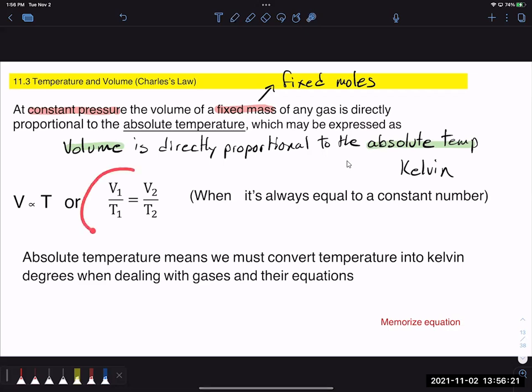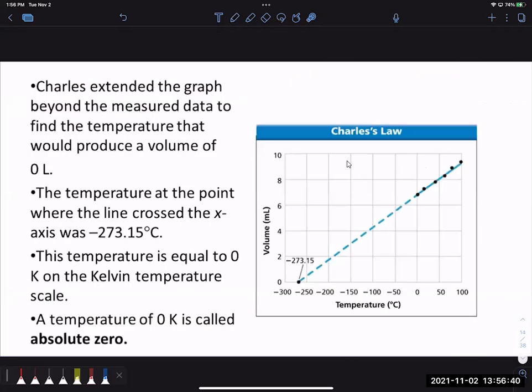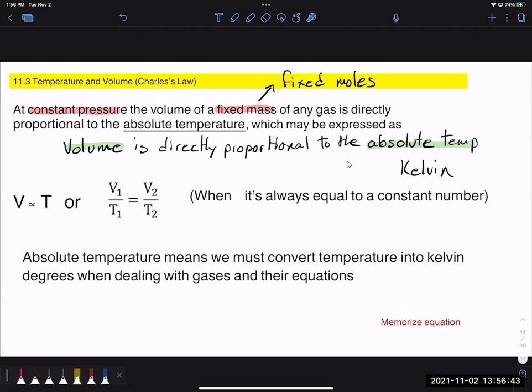So this is our equation then for volume and temperature: V1 over T1, an initial set of conditions, equals V2 over T2, an ending set of conditions. So always converting to Kelvin for these. Anyway, this is Charles' law. Pressure and volume is Boyle's law. This is Charles' law.